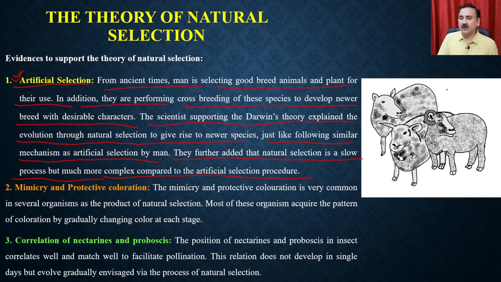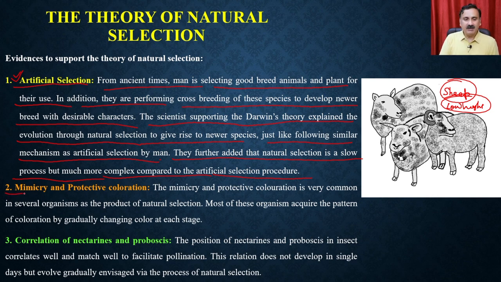For example, you can see these are sheep, right? So people were developing sheep which had a low height, right? If they have a low height, they cannot run away from their barricades, and that's how they would be preferred, right?